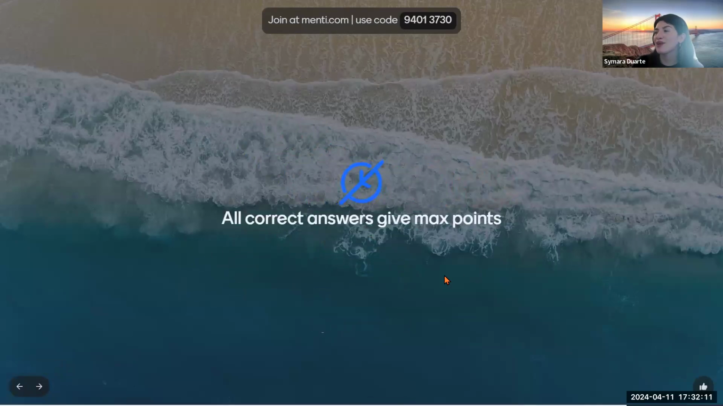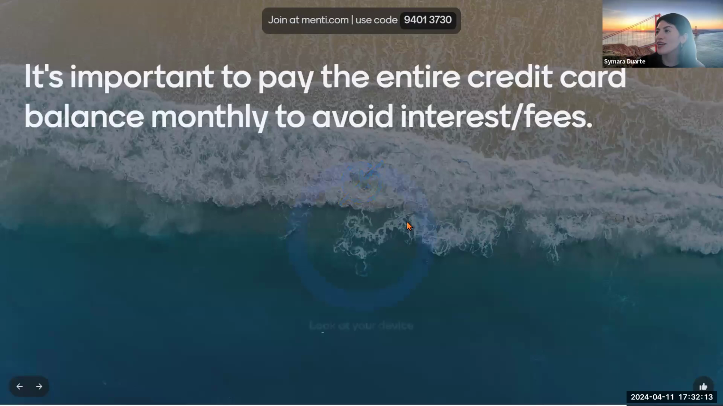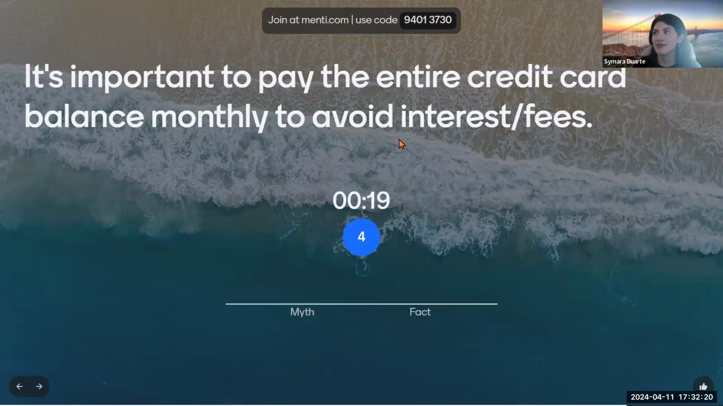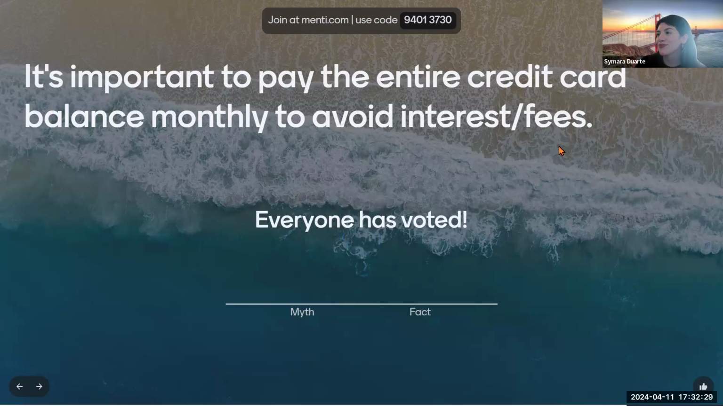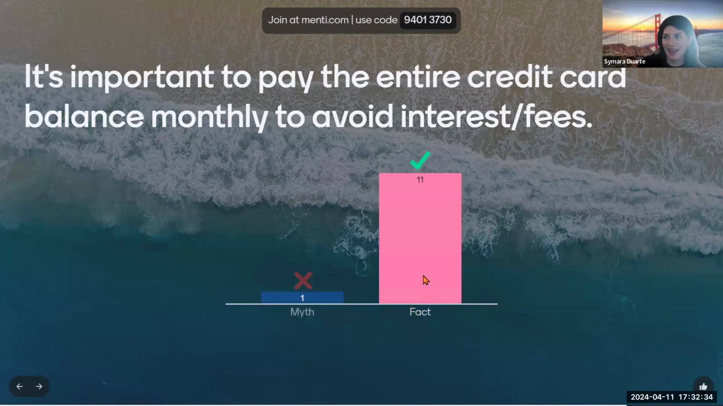Okay. 10th question, and then we have one more after that. It's important to pay the entire credit card balance monthly to avoid interest and fees. Is this a myth or a fact? Fact. It is a fact. Yes, it's important, but we can't always do it. But just note that if you have to carry the balance, you're going to be paying more in interest and fees.